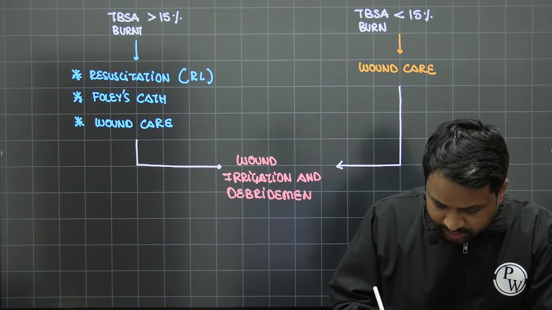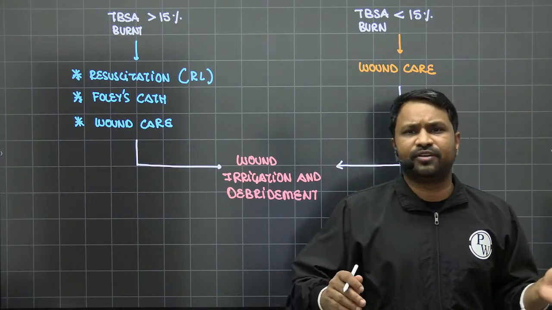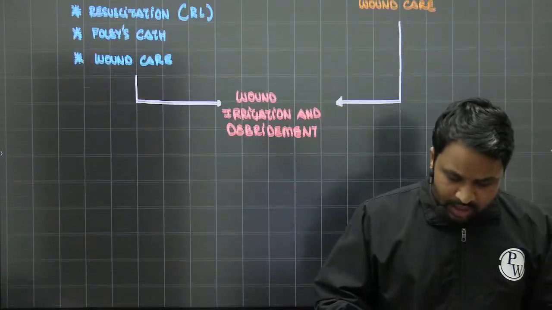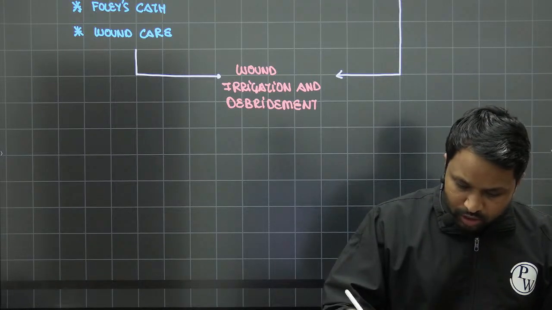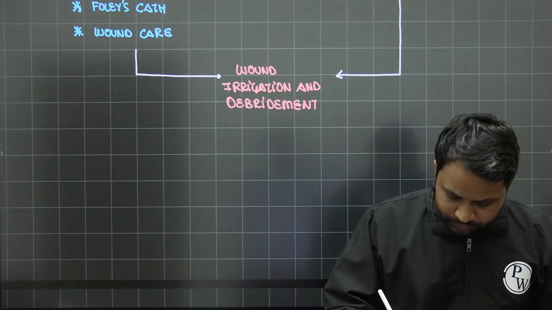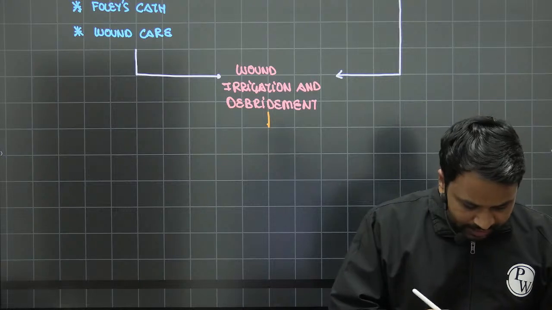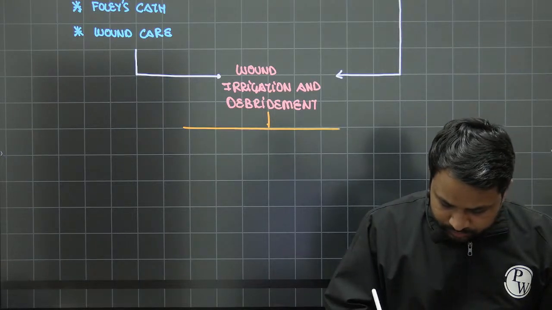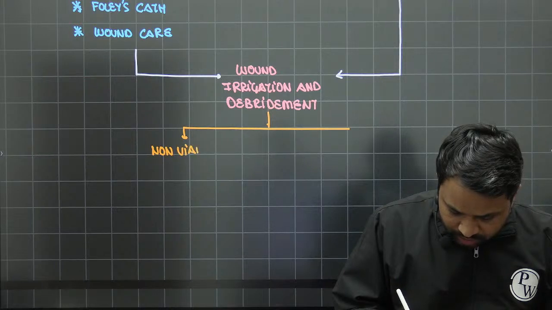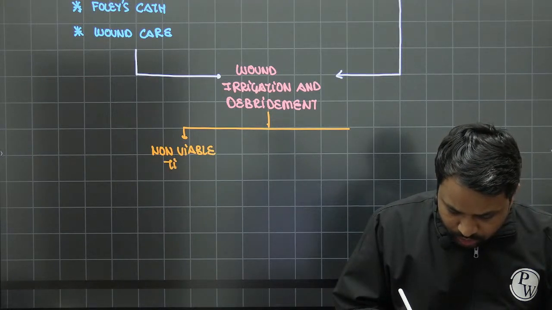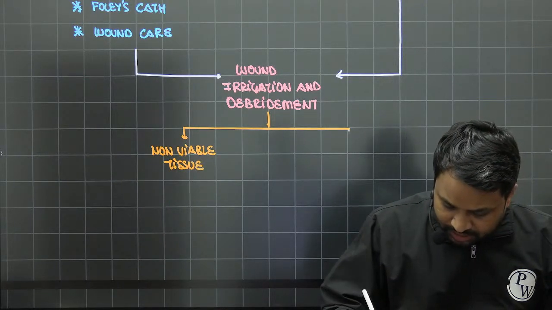So the wound irrigation and debridement has to be done, let it be a significant or an insignificant burn. Once the wound debridement is done, you will look for whether it is viable or non-viable tissue.